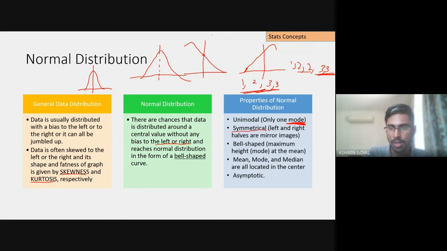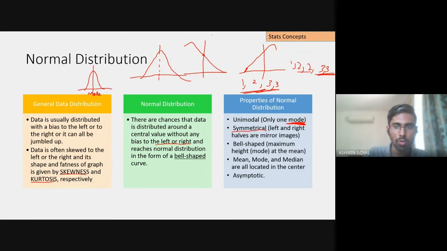But this can be, there's a possibility that this can be a normal distribution. Symmetrical. It is symmetrical, of course. Second property, it is symmetrical. Left and right halves are mirror images. Third is it is a bell-shaped curve, right? And which is this value? This is basically the value which has the highest frequency, right? The value which is occurring with the highest frequency. This is the mode.